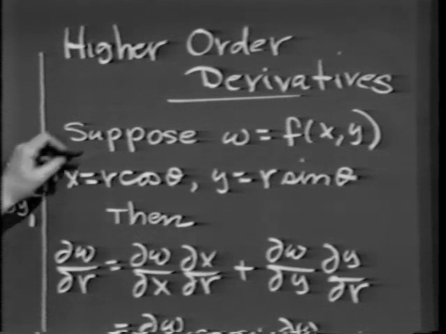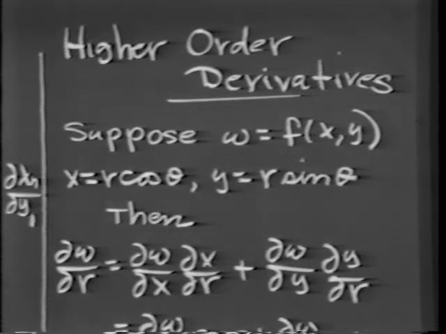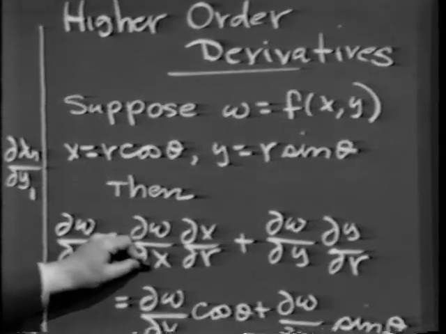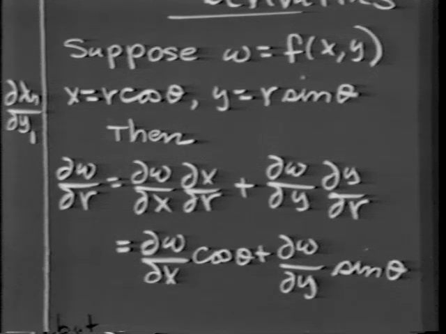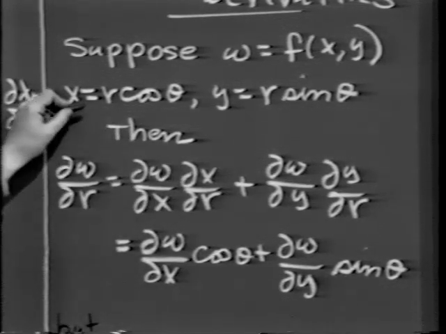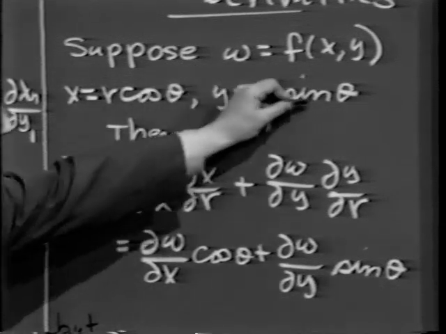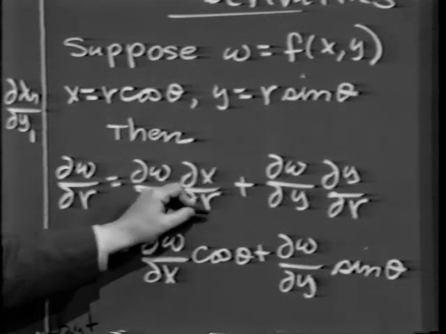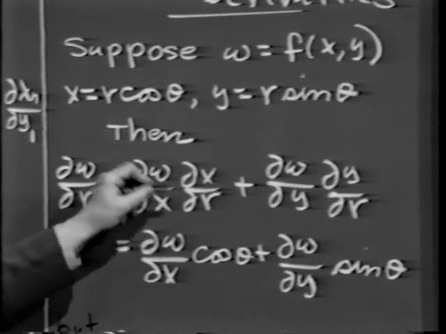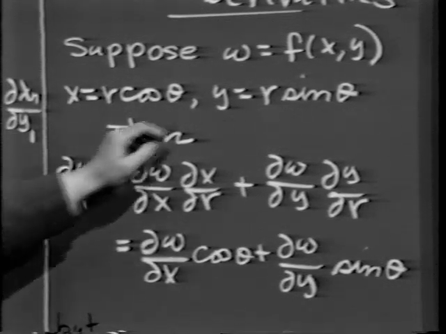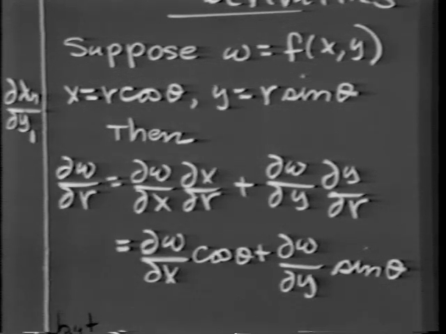Now, if all I want to do is find the partial of W with respect to r, I can do that by the ordinary chain rule. Namely, it's the partial of W with respect to x times the partial of x with respect to r, plus the partial of W with respect to y times the partial of y with respect to r. Now, knowing what x and y look like explicitly in terms of r and theta, I can certainly compute the partials of x and y with respect to r holding theta constant. In particular, the partial of x with respect to r is simply cosine theta, and the partial of y with respect to r is simply sine theta.